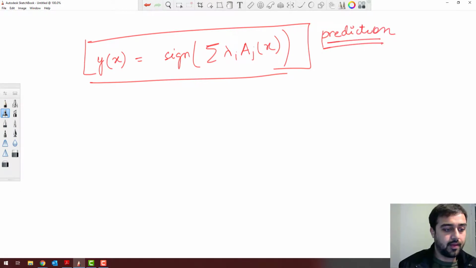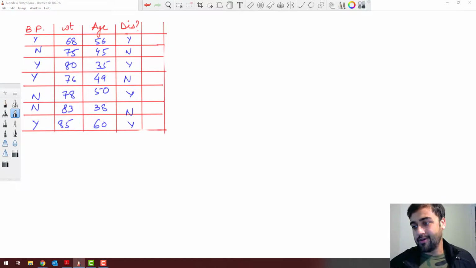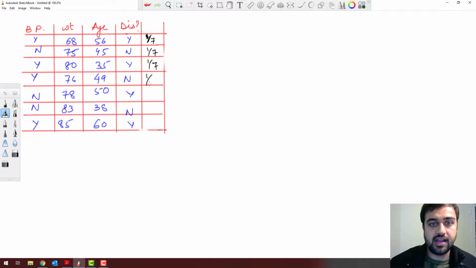Okay, so now let's take an example for AdaBoost. We start off with this table, where you have blood pressure, weight, age, and whether that patient has a heart disease or not. So let's try out our algorithm that we just discussed. The first step was to assign every one of them equal weights. There are 7 samples, 1, 2, 3, 4, 5, 6, 7. So each of them would be given a weight of 1 by 7, right? So we initially give every one of them equal weights.